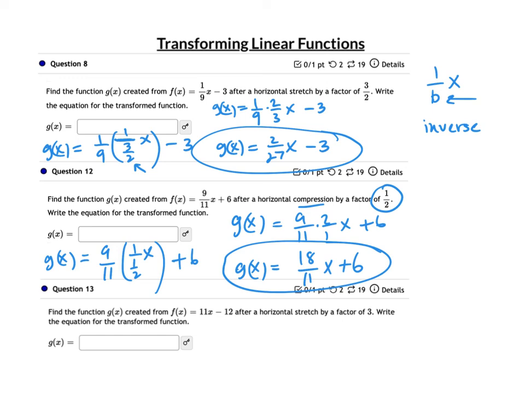Question 13, last one here. This would become g of x equals, and I'm going to do a horizontal stretch by a factor of 3. Remember, I replace x with 1 over b times x. Now, it's not a fraction. My b is just 3. So this is actually a little easier. Because it's not a fraction, I don't need to multiply by the reciprocal, so I don't need to flip it. It already got flipped, right? Because it was 1 over b times x. So this becomes g of x equals 11/3 x minus 12.